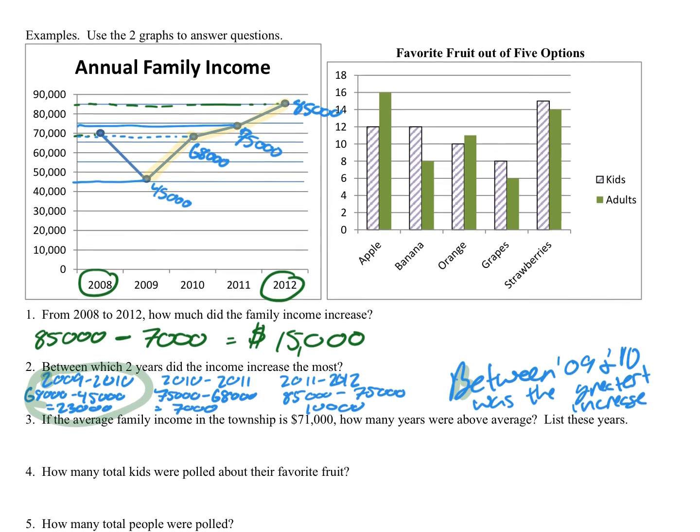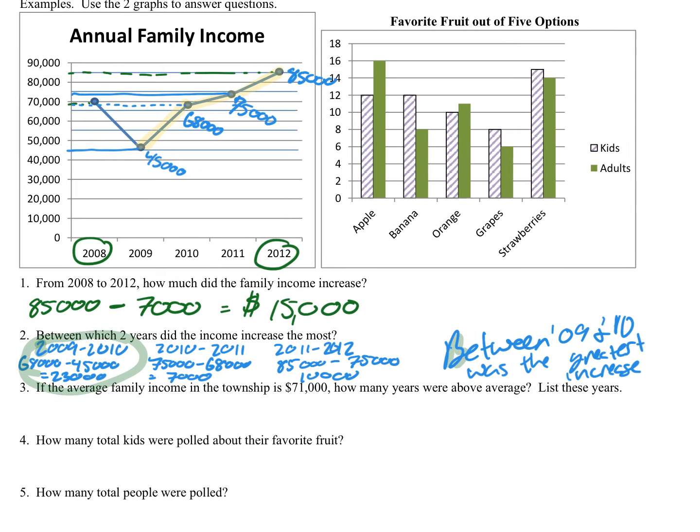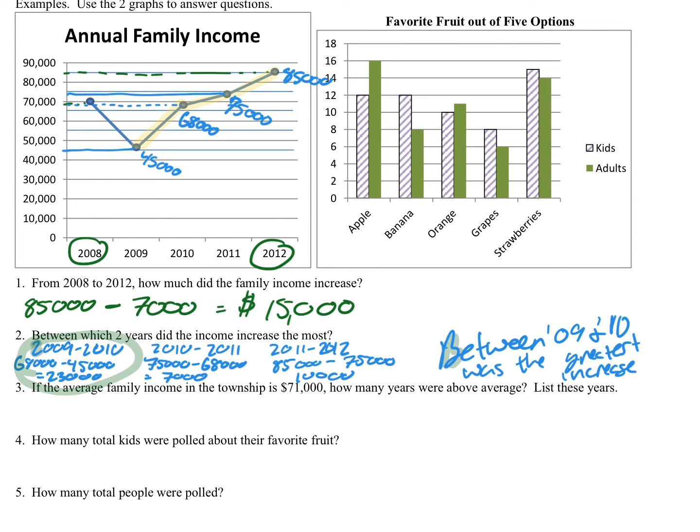All right, let's look at some more stuff. If the average family income in the township is 71,000, how many years were above average? So this is the average value. They're saying that's most of the time what happens, right? So let's mark that on our graph. Here's about 71,000. And it's saying which years were above that. So we're looking up. So if we look at that, that's our years 2011 and 2012.